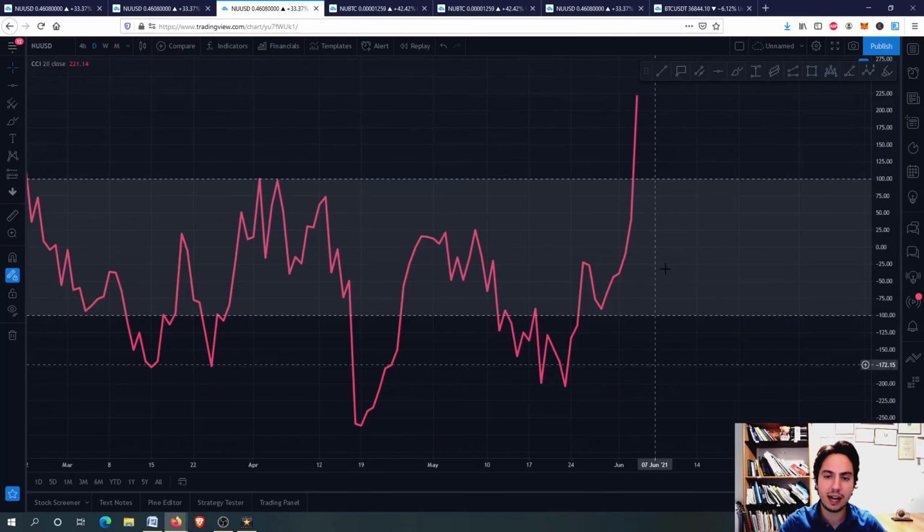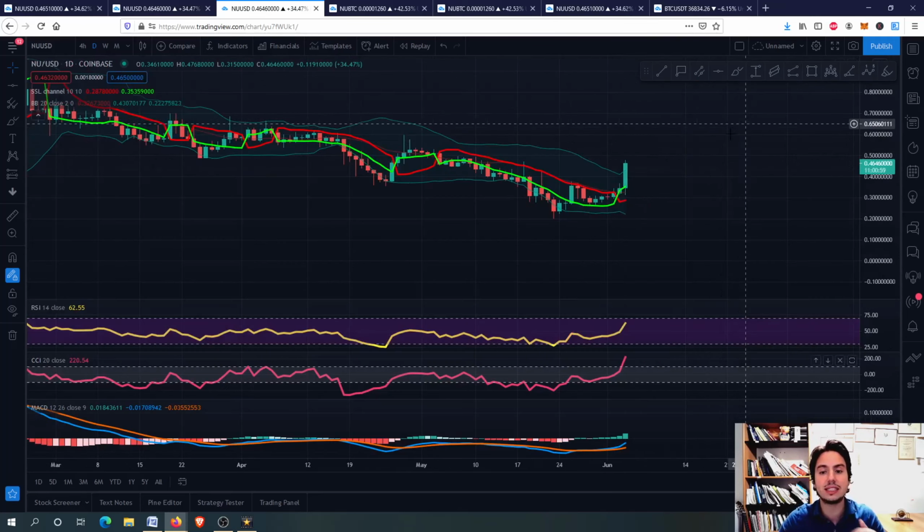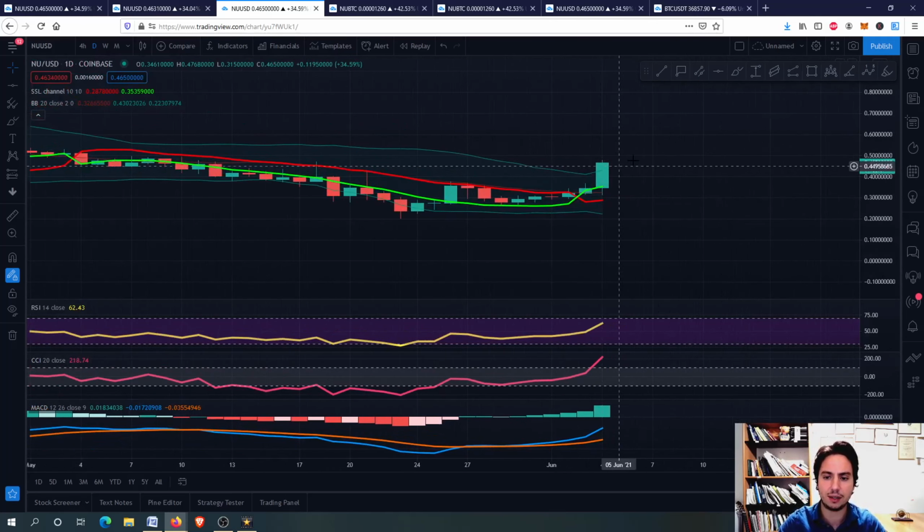The daily frame on the commodity channel index is in an overbought situation. Therefore, guys, we have a risk. And of course, the Bollinger Bands here. The price extends the top line of the Bollinger Bands.